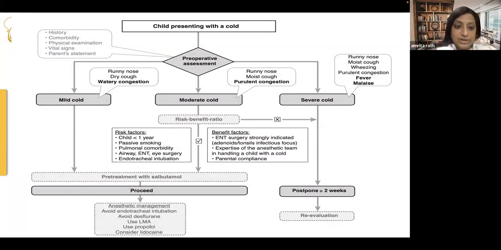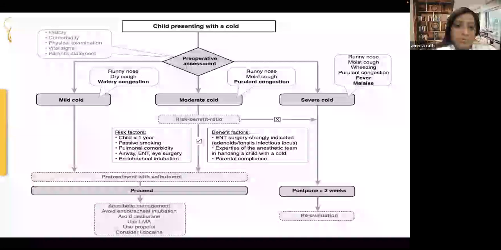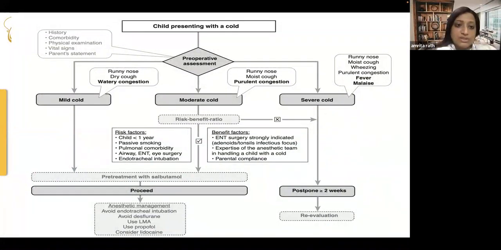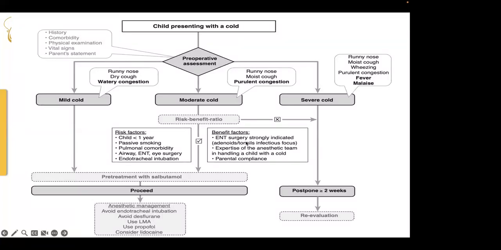If it is a moderate cold, then you have to see the risk-benefit ratio. And how do you define a moderate cold? If there is a purulent condition. The risk factors are: age less than 1 year, passive smoking, pulmonary comorbidity, and so on. On the other hand, if it is ENT surgery, that itself is causing the problem. In those cases, you have to see the risk-benefit ratio and decide whether to go for surgery or to cancel. And if you decide to go for surgery, especially when it's an ENT problem, then you can proceed with the same anesthetic management.